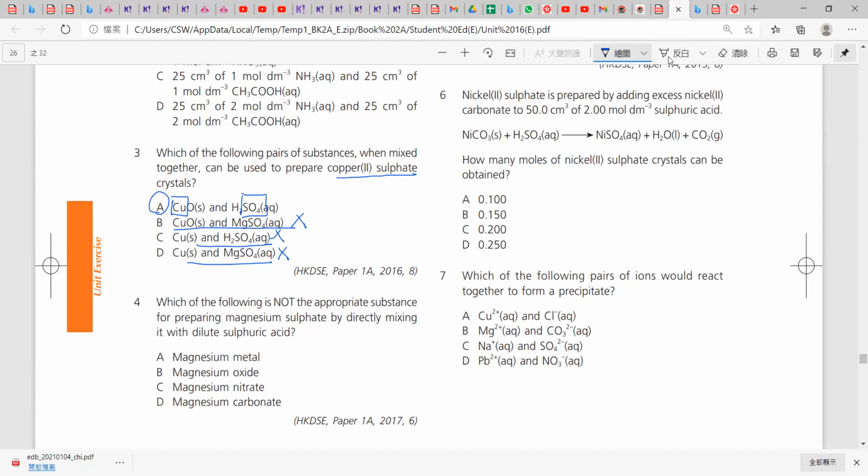Now, second is about question 4. The answer is C. Now, all of you got it correct. It's magnesium nitrate. It's not the appropriate substance for preparing the magnesium sulfate by directly mixing it with the dilute sulfuric acid. So if you use this one and get a mix of the two, you may get magnesium sulfate. But at the same time, what you will get is nitric acid, right? So both, they are water soluble. Though they are water soluble, it's quite hard to separate. So the answer should be C.